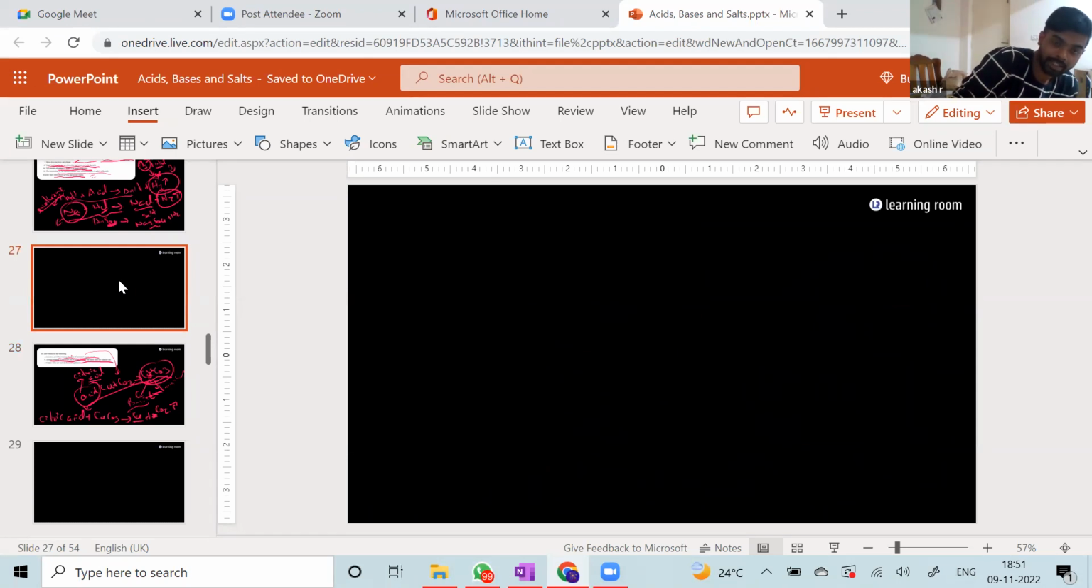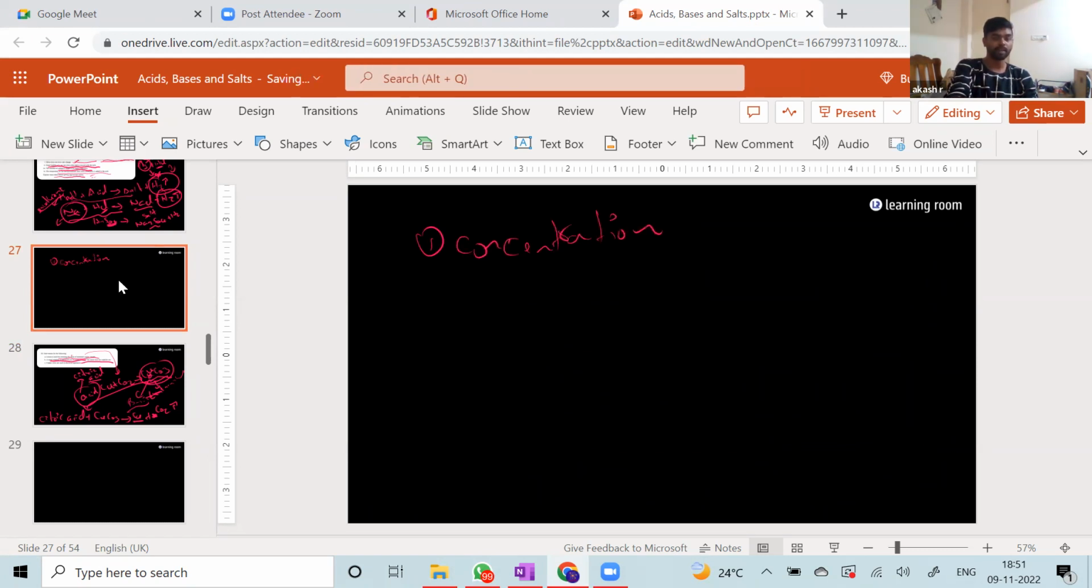So generally, there are some different stages in extraction of a metal. First stage is what is called your concentration. Don't worry about these things. These are just extra information for you. First is concentration, where you remove your big impurities. So, like say sand is there, some leaves are there, all those things you remove, right?